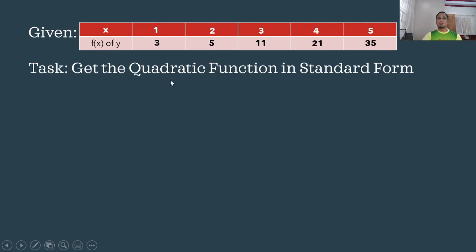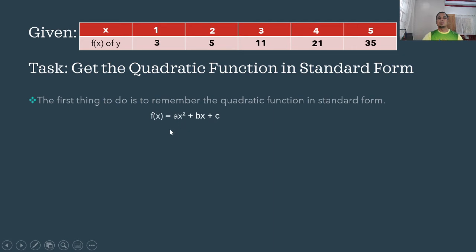Let's continue. Okay, the task at hand is to get the quadratic function in standard form. The given is this table of values. Nabanggit ko na po kanina, ang kailangan po nating makuhang value ay yung ibinigay sa atin kanina. Ito lang ang given. That's the reason why sabi ko medyo mahirap. The first thing to do is to remember the quadratic function in standard form. Ano yun? Ito. F of x is equal to ax squared plus bx plus c.